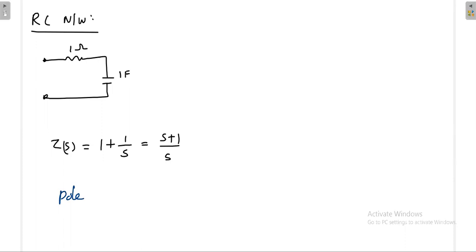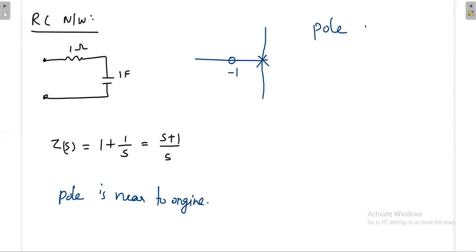Pole is near to origin. Then how to denote this? Pole is at 0, 0 is at minus 1. Okay, this is the nature. Now what is the conclusion? The conclusion is pole and 0 on negative real axis.